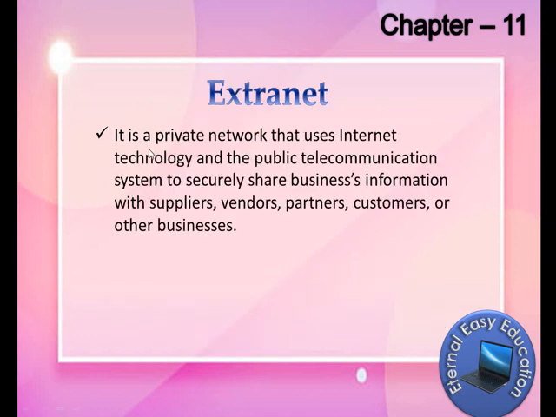Now, what is extranet? It is a private network that uses internet technology and the public telecommunication system to securely share business information with suppliers, vendors, partners, customers, or other businesses. That means a private company having its own network is an intranet. If the company wants to extend its networking to the suppliers or vendors or the partners, it will form an extranet. For that, it needs the internet technology and public telecommunication, even though it behaves like a private network within the particular people. Is it clear?